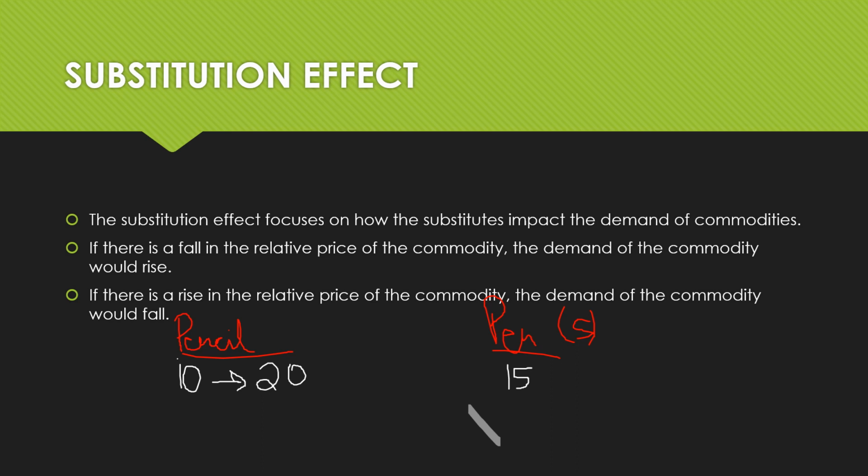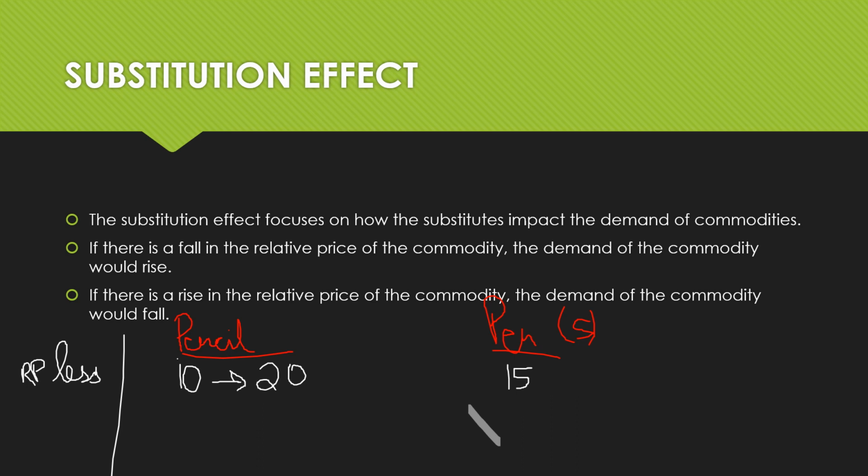Now let's understand what relative price is. Relatively, what is the price? The relative price of pencil is less in this case. Why is the relative price less? Relative price is less because the per unit cost of pencil is 10 rupees and that of pen is 15. In comparison to pen, the cost of pencil is less.